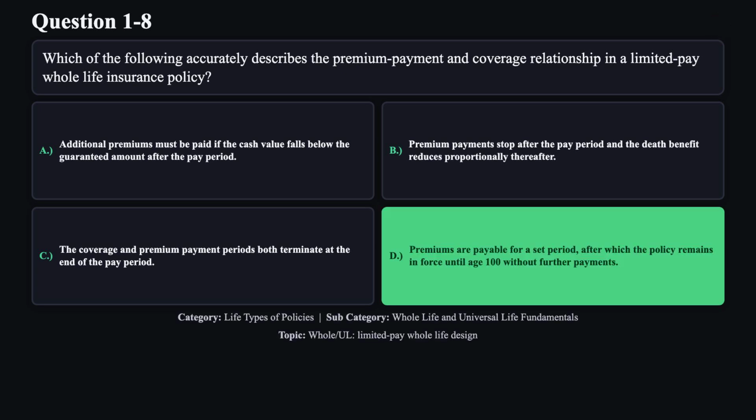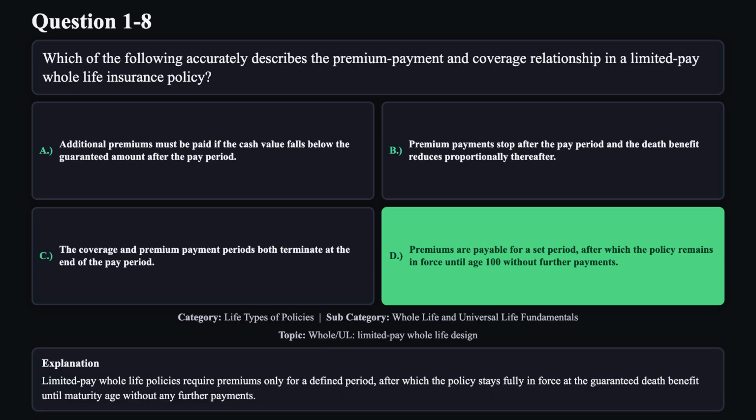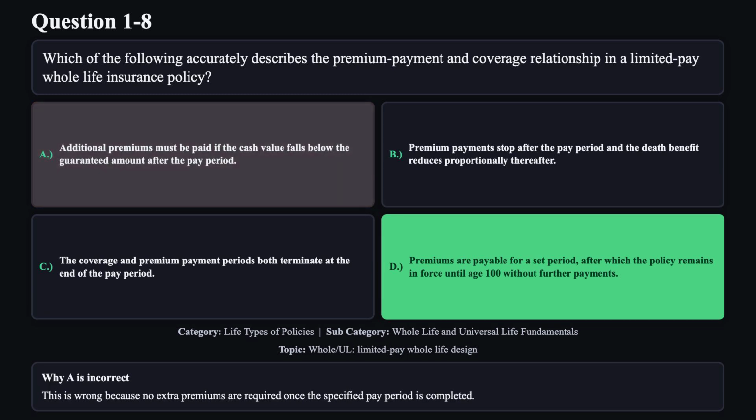The correct answer is D. Limited pay whole life policies require premiums only for a defined period, after which the policy stays fully in force at the guaranteed death benefit until maturity age without any further payments. Reason A is not correct. This is wrong because no extra premiums are required once the specified pay period is completed.